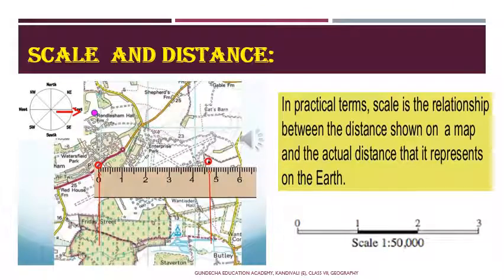Hello students, today's topic is scale and distance. Last year you have already learned about map scale. Scale is the relationship between the map distance and the actual ground distance. Map scale and distance are interrelated. Once we want to calculate the distance between 2 points on a map, we need to know the scale of that map. Then and only then can we calculate the actual distance.